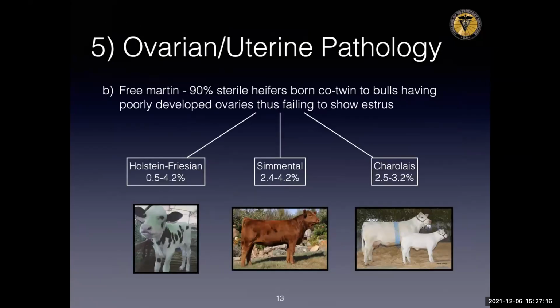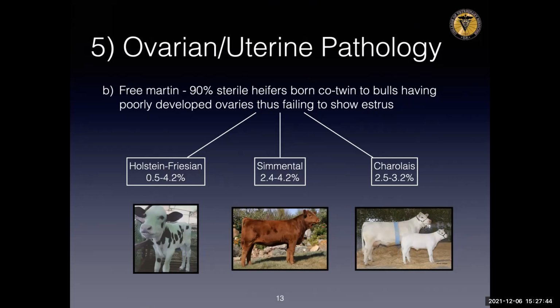Next, this is the abnormality that we often see in our cows. We have this freemartin, wherein 90% of the female twin is sterile. Okay, so not only infertile, but permanently not able to procreate. So 90% would be sterile.